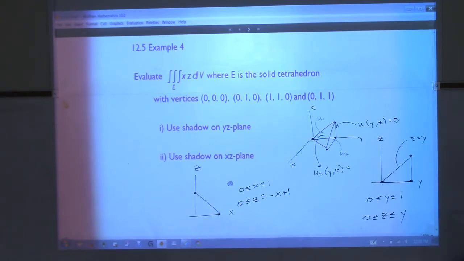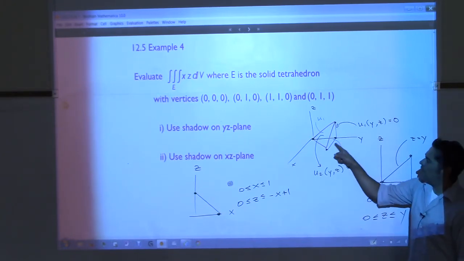I know I'm moving faster. It's only because I have a minute left. So would you have to calculate 2 planes? No, this plane right here, U2, what is that plane?